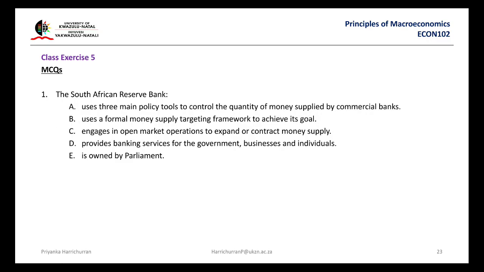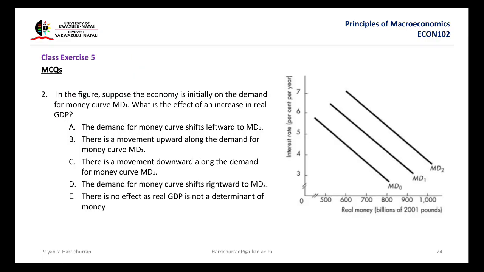So I discussed these 3 tools. These are the questions you will get in multiple choice. The South African Reserve Bank, also known as SARB, uses 3 main policy tools to control the quantity of money supplied by commercial banks. So the answer is A. It's like 3 rules.